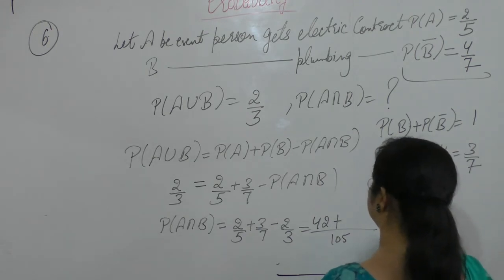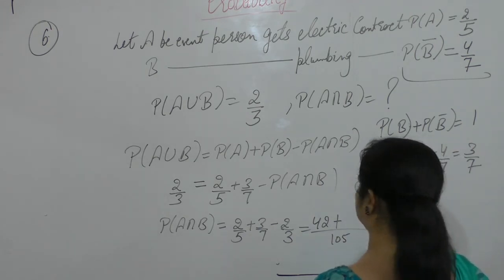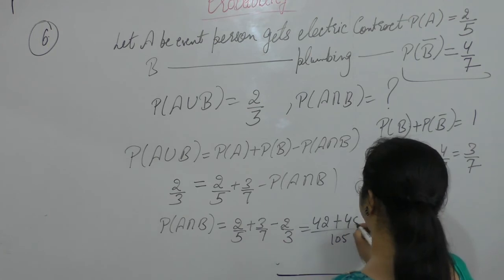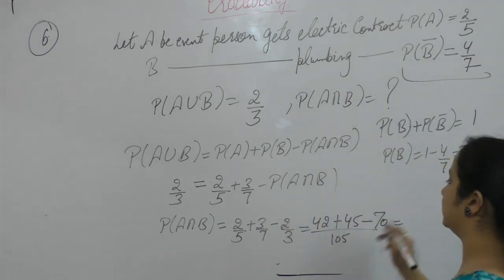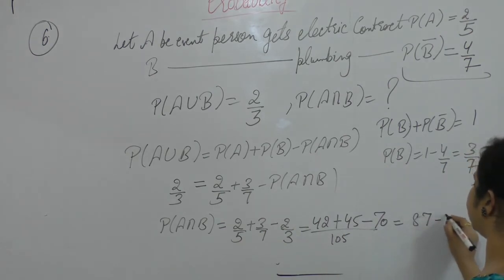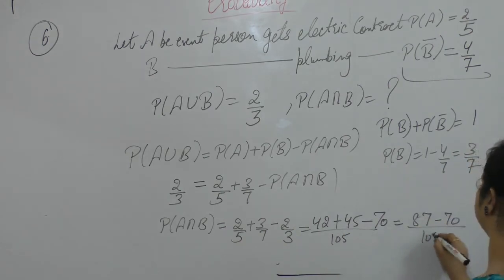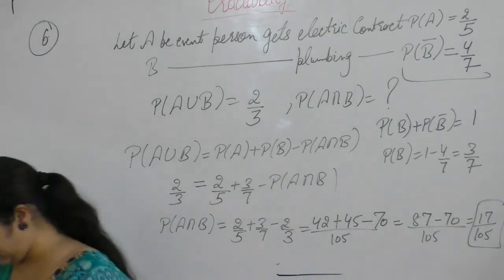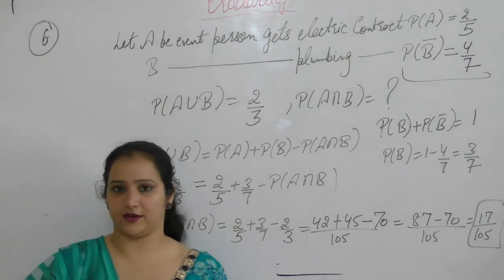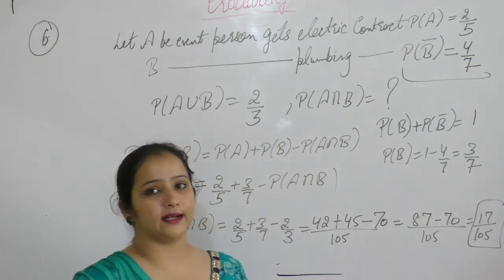5 into 21 into 2, 7 into 15 into 3, and 35 into 2 is 70. So 87 minus 70, 17 upon 105. So 17 upon 105. Note it down.